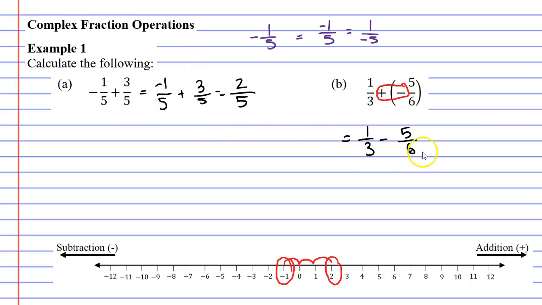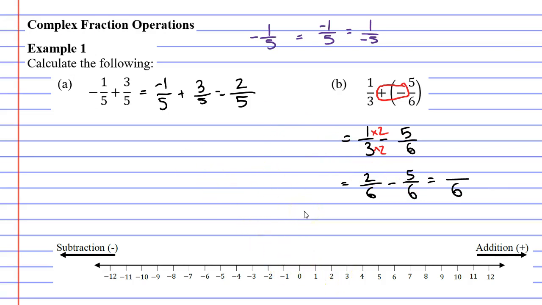Now the denominators are different, so what I'm going to do is I'm going to take the first fraction and I'm going to times both the numerator and denominator by 2. This will give me 2/6, and that's a lot easier when I'm trying to subtract 5/6. Now the denominators stay the same, they stay as 6, and now all I need to do is go 2 minus 5, and I can do that on the number line below.